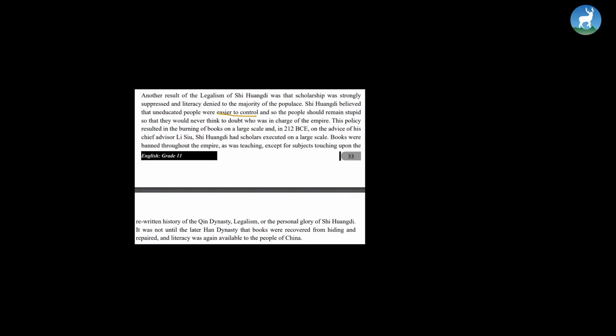Books were banned throughout the empire, as was teaching, except for subjects touching upon the rewritten history of the Qin Dynasty, legalism, or the personal glory of Shi Huangdi. It was not until the later Han Dynasty that books were recovered from hiding and repaired, and literacy was again available to the people of China.